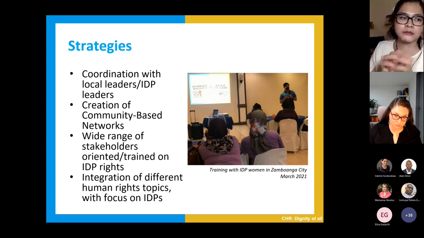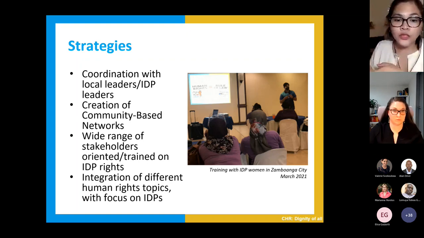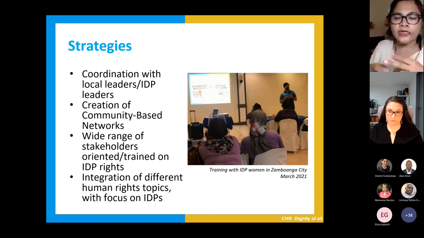So basically, this is a structure wherein the IDPs themselves become involved in the monitoring aspect. So when we do that, our community-based networks are also trained, and we also involve them in information dissemination. Also, a wide range of stakeholders are oriented and trained on IDP rights. So the barangay leaders, there are also instances wherein we work with the security sector. So we involve different members within the Commission on Human Rights to provide different human rights education activities.